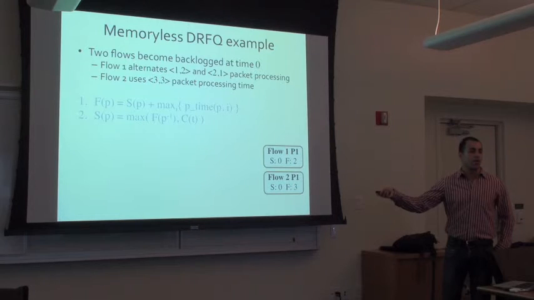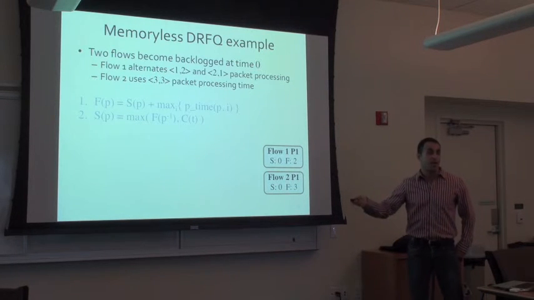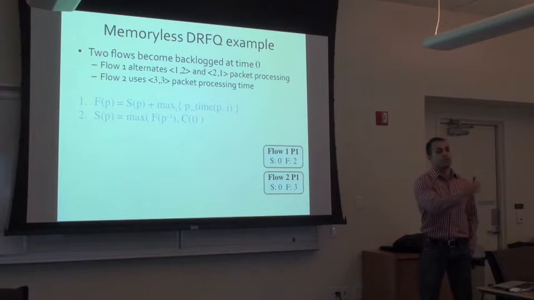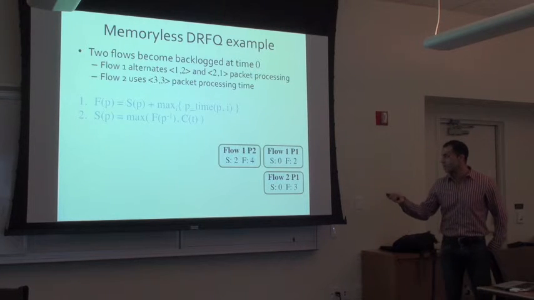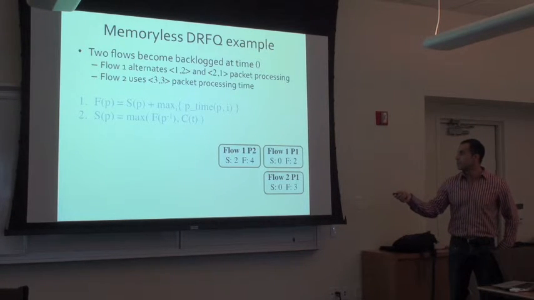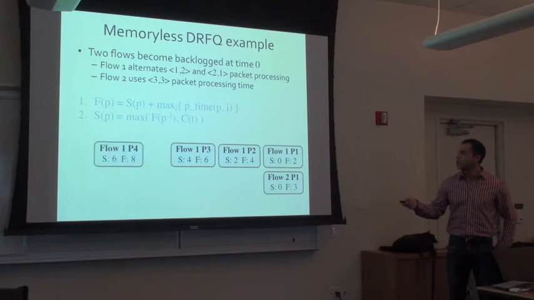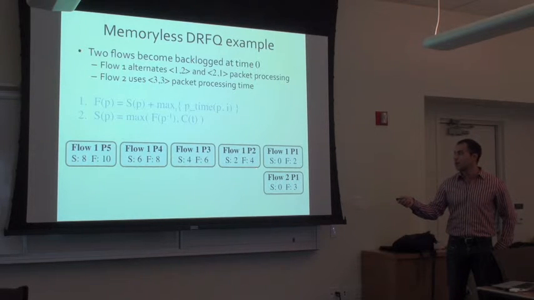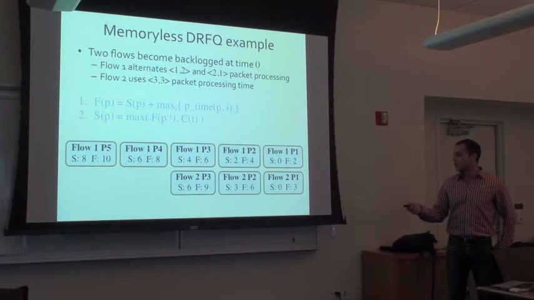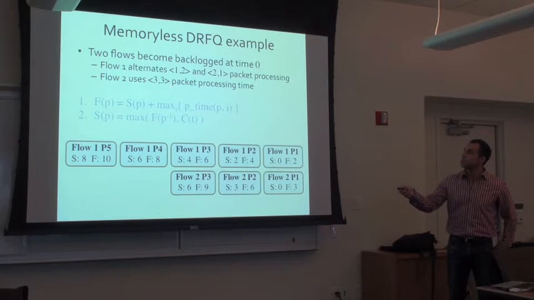Now, the next packets coming from these flows, because they're backlogged, are simply going to have the same start time as the finish time of the previous packet. So for the next packet that comes in here, the start time is simply the finish time of this one. And again, you add 2 because the maximum is always going to be 2, regardless of which of these two packets is being sent. So start time equals finish time of the previous packet, and you increment it by 2 all the time. Similar here, but you're incrementing it by 3 because the maximum is 3.